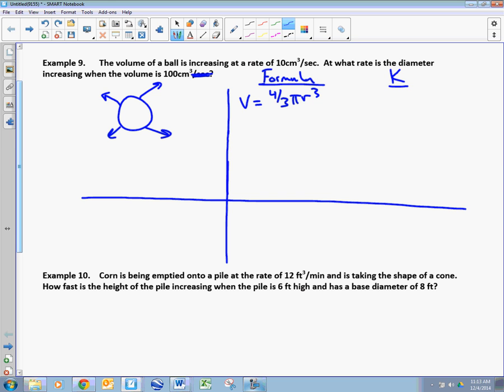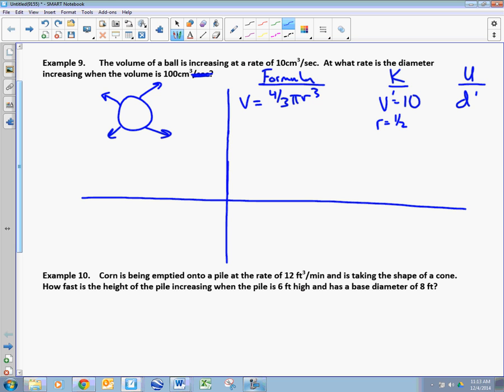What is our known? V prime is 10. What's our unknown? What is it that we're trying to find? D prime. The rate at which the diameter is increasing. So this is where something needs to kick in here, all right? What needs to kick into your brain right now is that you're looking for D prime. When I currently take this derivative, will I come up with a D prime? No, I come up with an R and an R prime. So that's problematic for us.